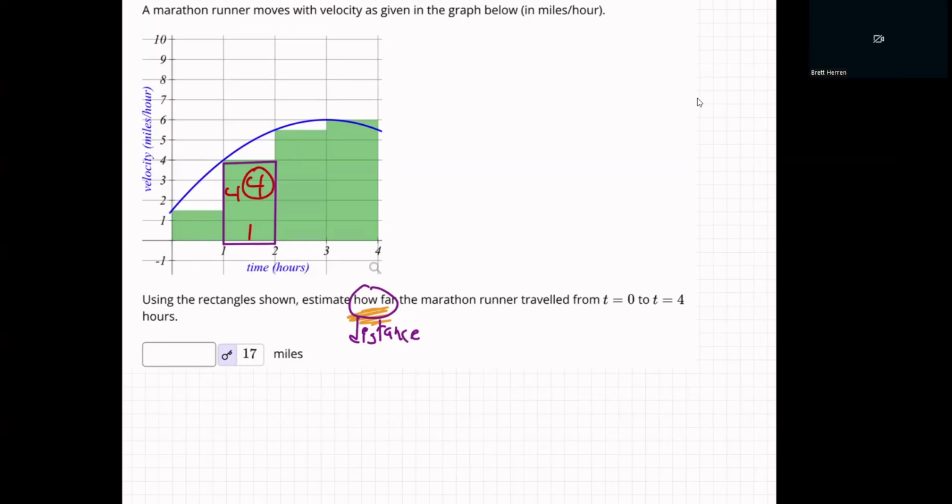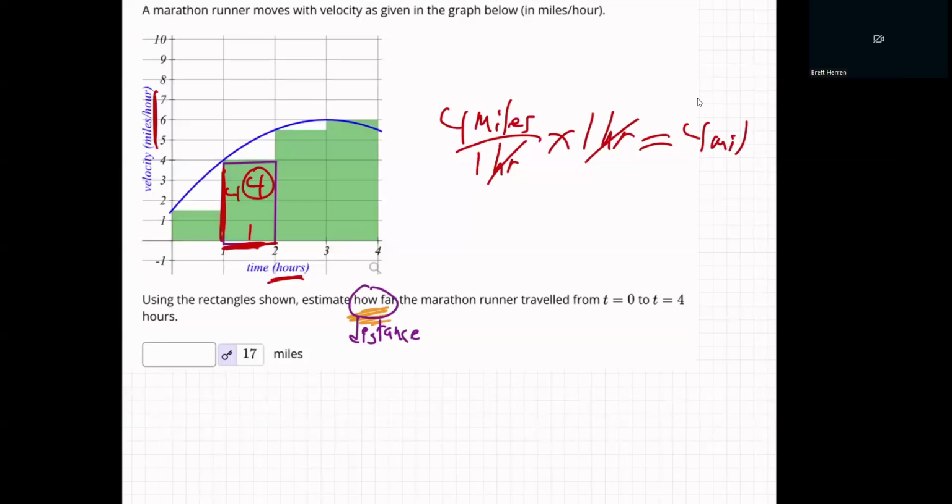4 what? Well, it's 4 miles per hour, miles per 1 hour. That's right. If you're jogging 4 miles per hour, that means you jog 4 miles every 1 hour. Times, and down here, this is 1 hour. So these hours will cancel, you see, and you'll get 4 miles. You'll get the distance you went.